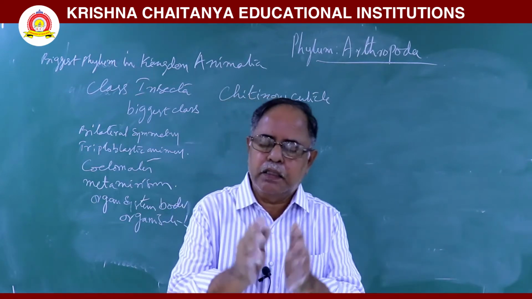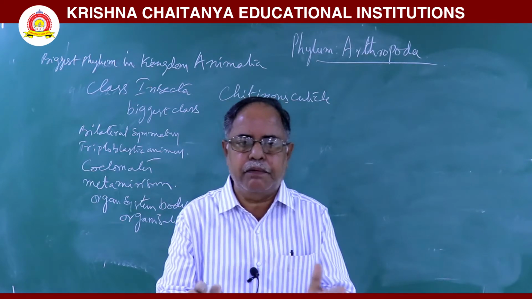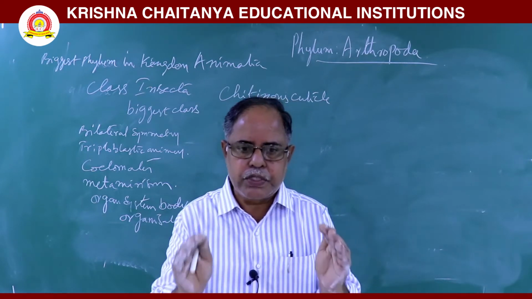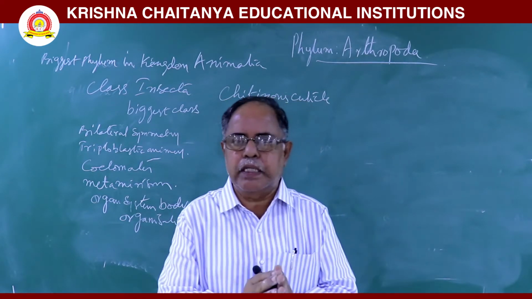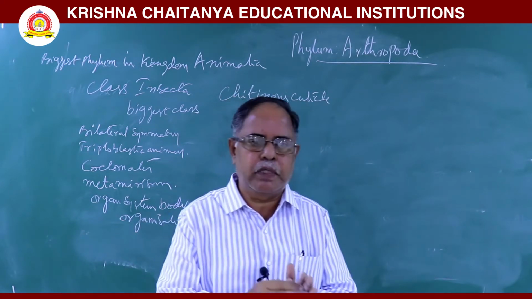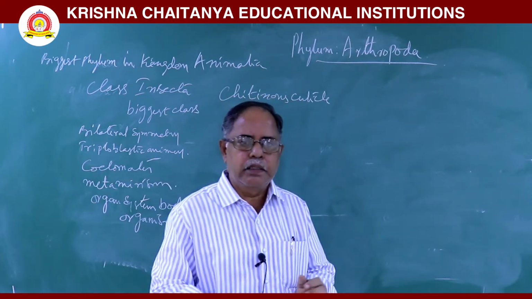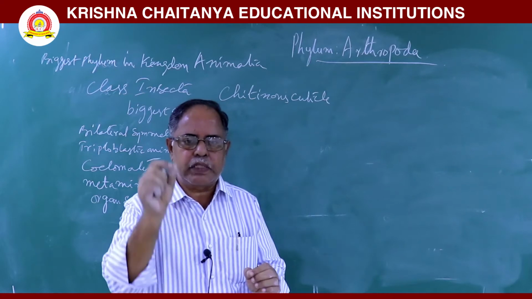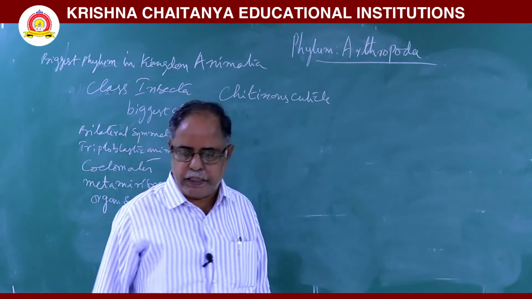In this animal, the body cavity is filled with blood. That type of body cavity is called a hemocoel. This hemocoel is not a true coelom. It is derived from the blastocoel during developmental stages. In this animal, the true coelom is confined to excretory organs and genital organs only.